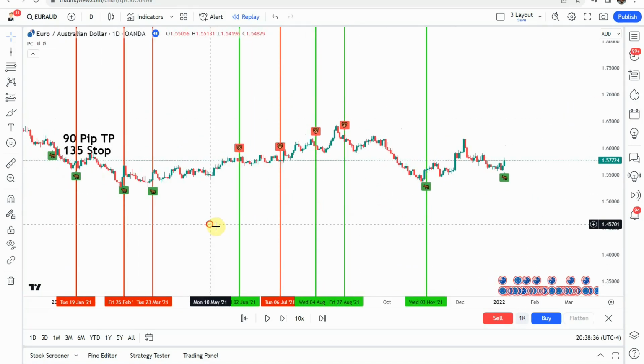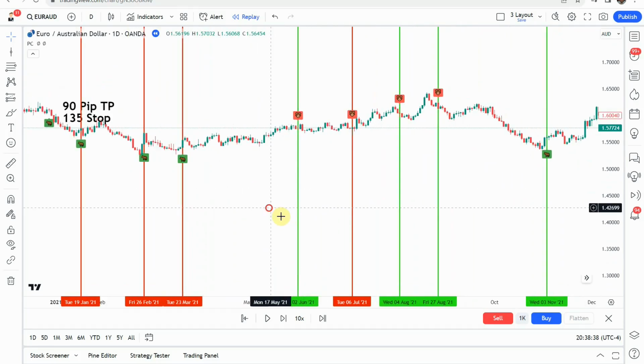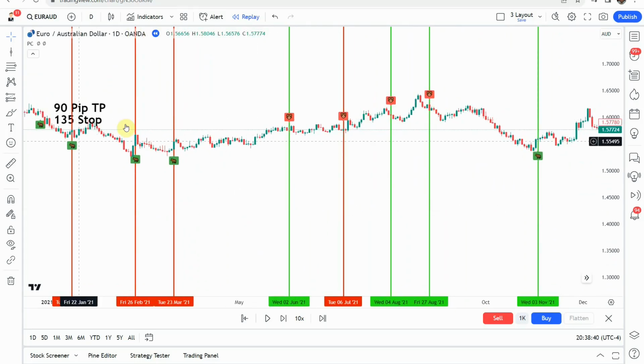So let's go ahead and scroll this back here. Alright, let's go ahead and count it out and see what we have. So 1, 2, 3, 4, 5, 6, 7, and 8. So we have 8 trades all together, and we have 1, 2, 3, and 4 winning trades. So that's going to put us at a 50% win rate. Obviously, that's not going to meet the 60% criteria that we are looking for.